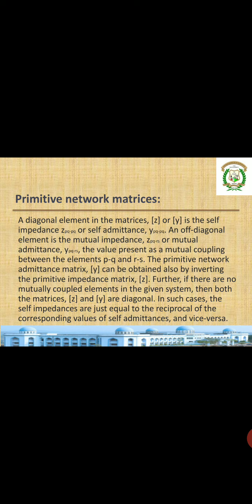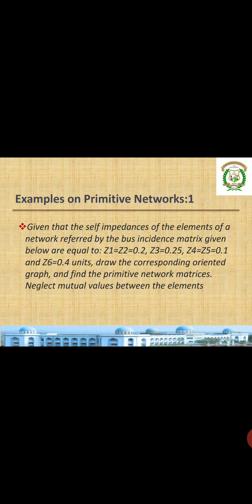The primitive network admittance matrix Y can also be obtained by inverting the impedance matrix Z. Once you know the matrix Z, you can get Y, or vice versa. If you know Y, you can get Z. If there are no mutually coupled elements in the given system, both matrices Z and Y are only diagonal. In such cases, the self impedances are just equal to the reciprocal of the corresponding self admittances, and vice versa. So let us see one example.